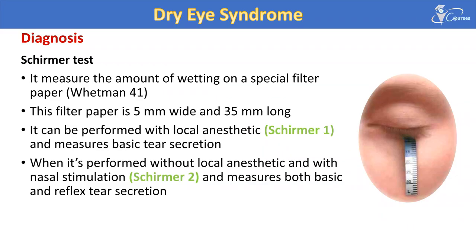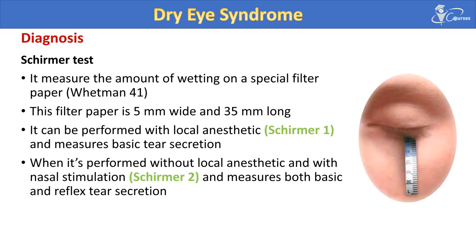But if this test is performed without local anesthesia and with nasal stimulation, this will be called Schirmer-2, and it will measure both basic and reflex lacrimal secretion. What do you think, which one will give the greater result, Schirmer-1 or Schirmer-2? I guess that you all agree that it will be Schirmer-2. Schirmer-2 will measure both basic and reflex secretion, so we expect that its value will be more. Yes, exactly, Dr. Hager.